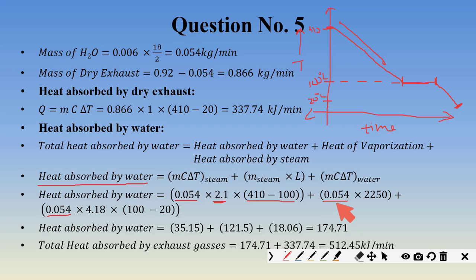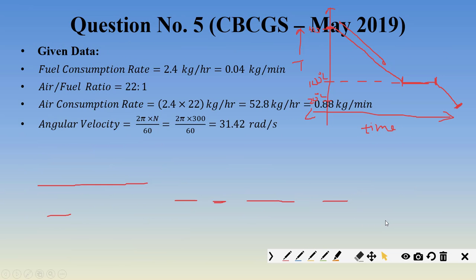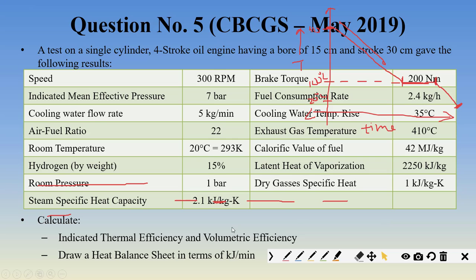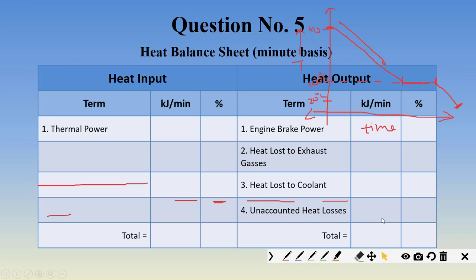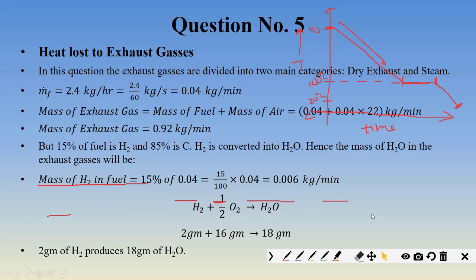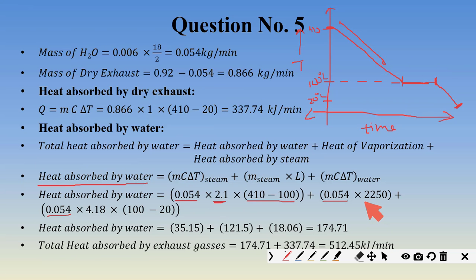What is the amount of heat lost in vaporization? It is mass flow rate of steam into heat of vaporization. What is heat of vaporization? 2250. That is also given to us. Latent heat of vaporization is given to us, 2250 kilojoule per kg. So substituting that value over here, 2250, we get M into L.